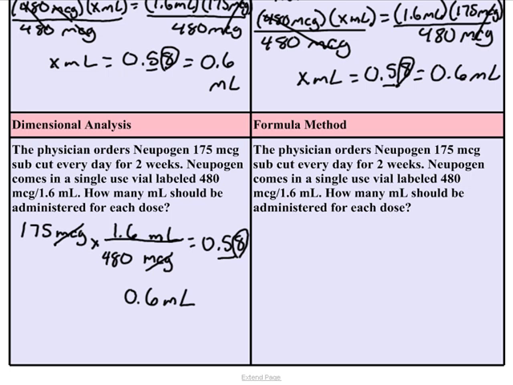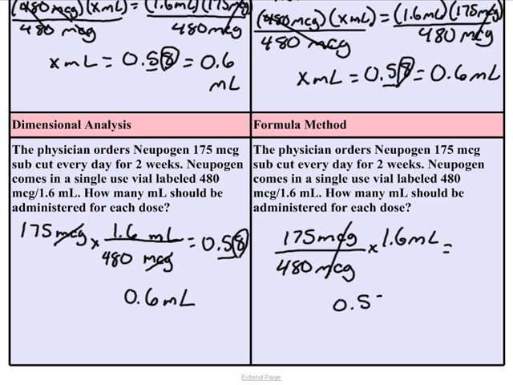The fourth way to do this calculation is by the formula method. In that case, we take the doctor's order, 175 micrograms, divide by what's on hand, the 480 micrograms, multiply by the quantity it's being delivered in, 1.6 milliliters. Micrograms cancel, and when we perform the operation, 175 divided by 480 times 1.6, we get 0.58 as a result. However, since we need to round to the tenths place, the 5 is in the tenths place, the 8 tells us to round up, and we will deliver 0.6 milliliters.